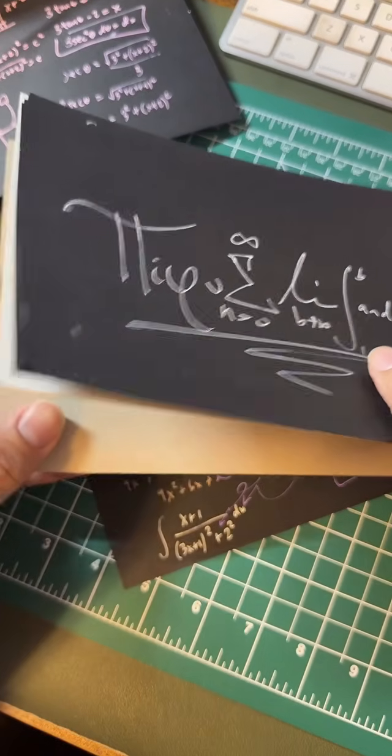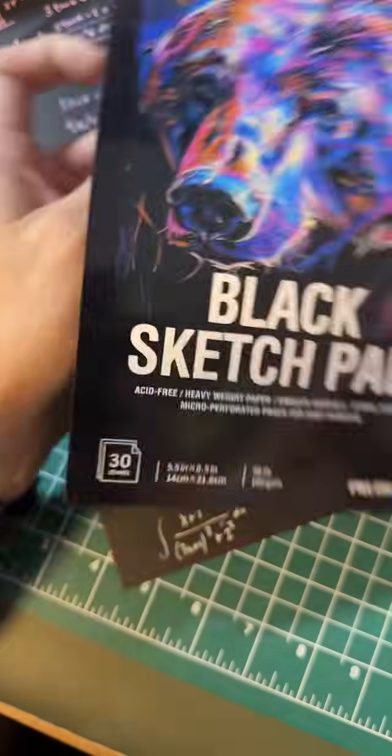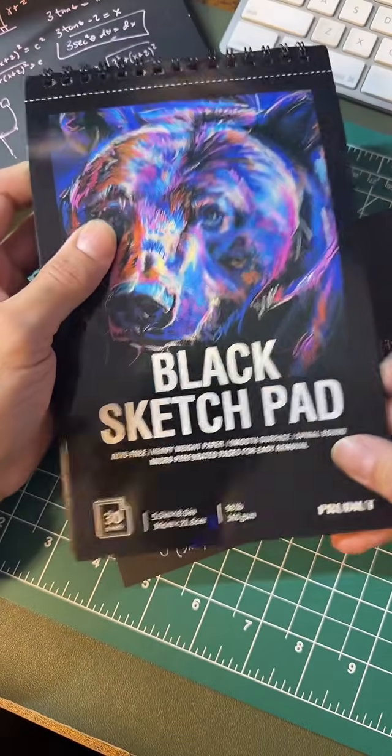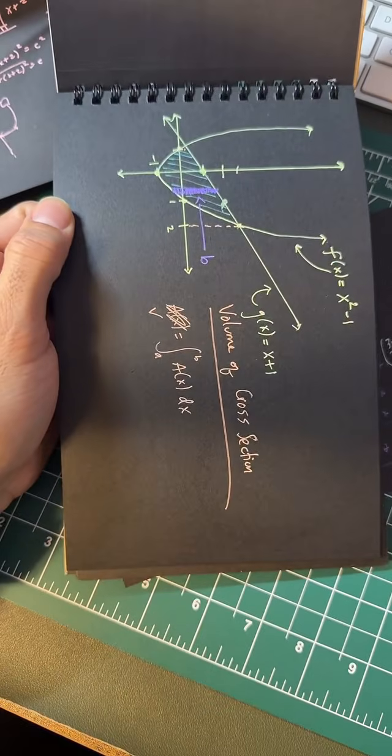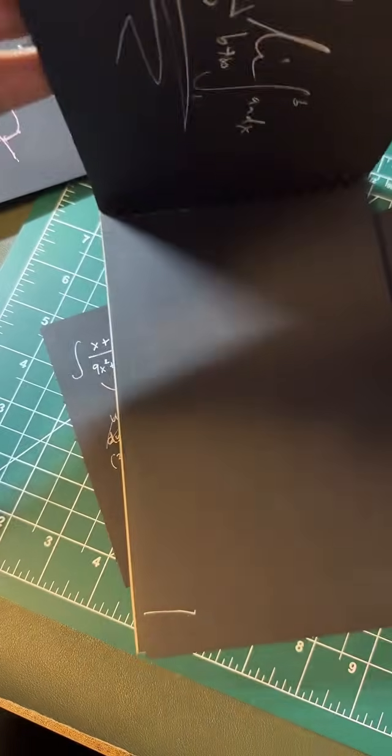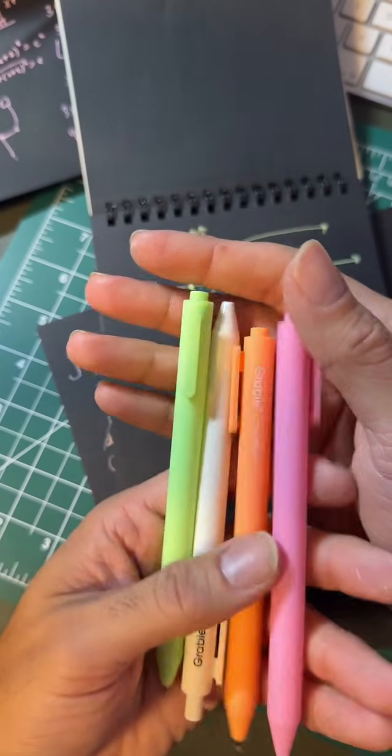Glad you enjoyed it. What am I using? This is just a black sketch pad. I just got it off Amazon. Okay. And I've been playing around with different notepads, and this one kind of worked. And I'm using just acrylic pens.